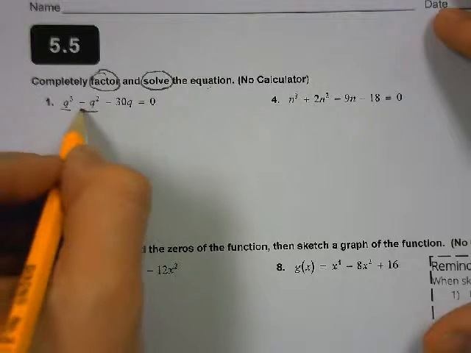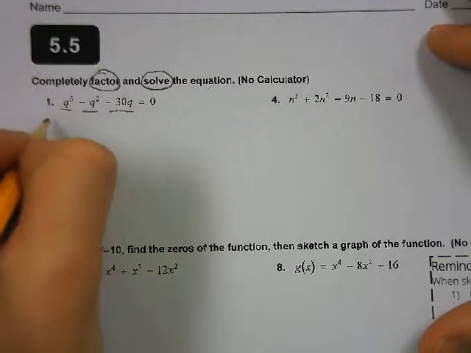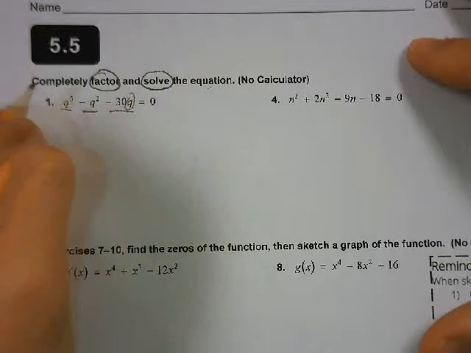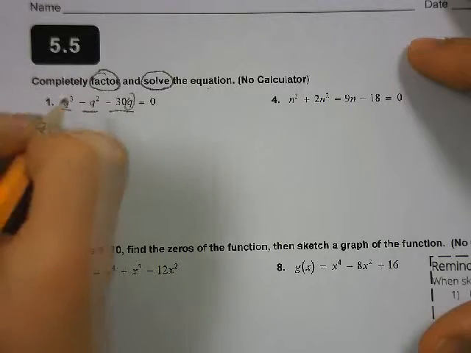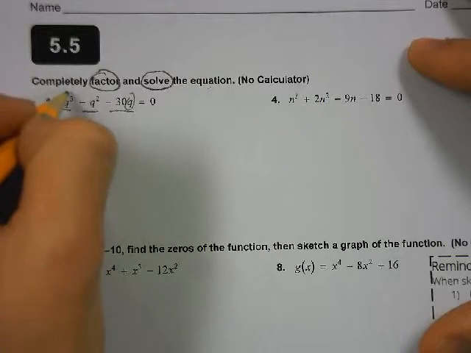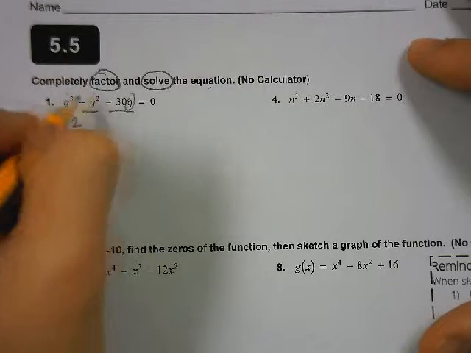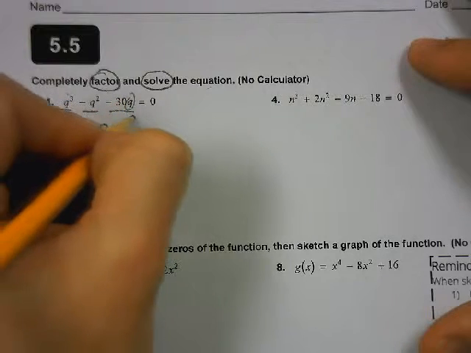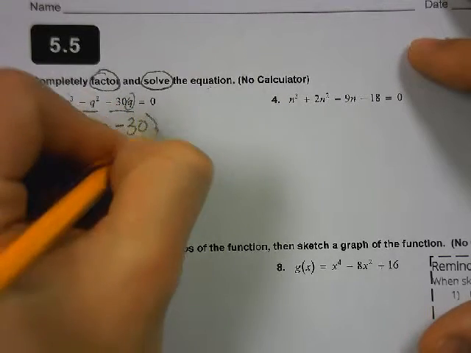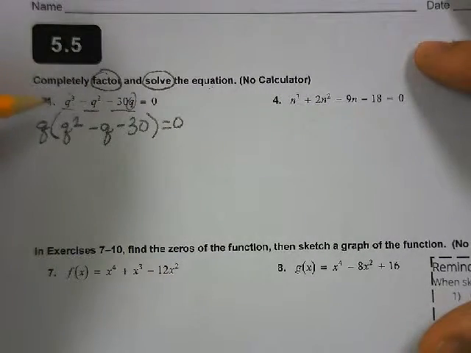I've got q cubed minus q squared and then minus 30q. So I know for a fact that I can take out at least one of these q's. I'll divide this by q. And when I do that, I can reduce the exponents here from a 3 to a 2, so q squared, from a 2 to a 1, so q, and then from this 1 to a 0. So all we have left is minus 30. That'll equal 0.